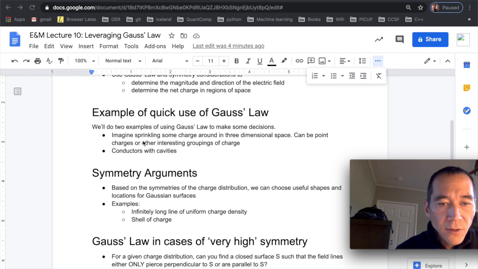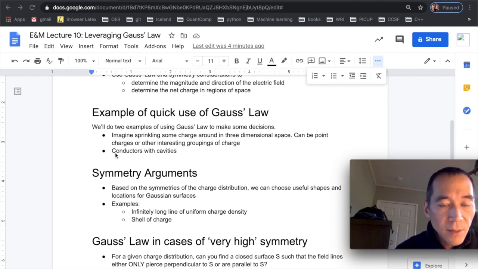In the first case, we're going to randomly sprinkle some charge around in three-dimensional space, or at least we're going to imagine doing such a thing. So it's going to feel kind of random. And these charges that we sprinkle throughout the space can be little point charges, or they can be interesting groupings of charge. So you'll see that.